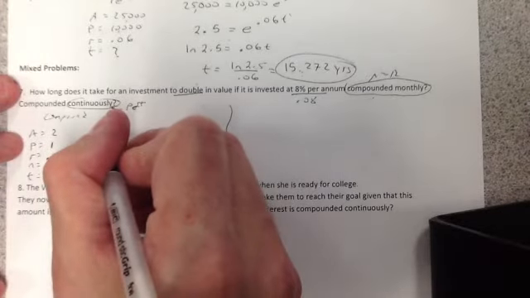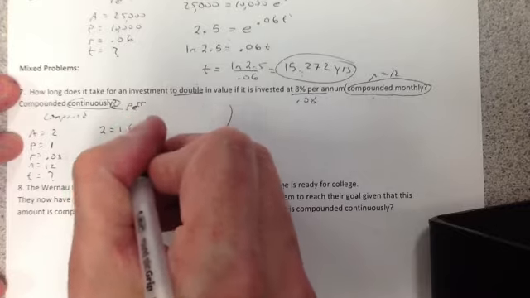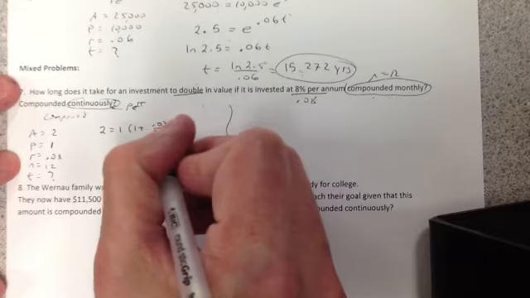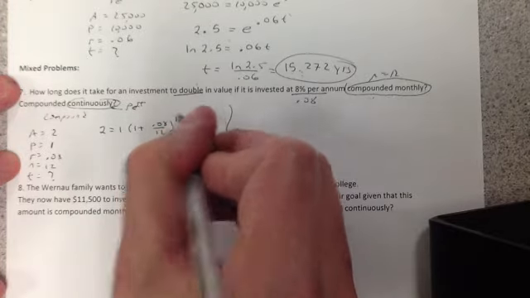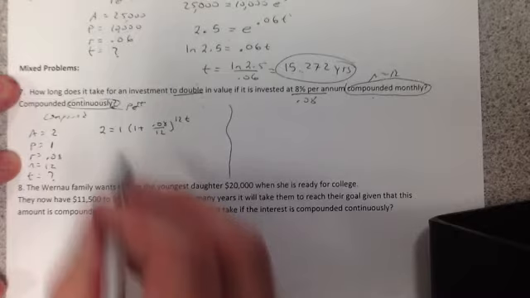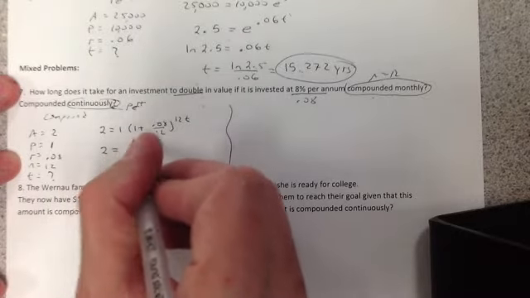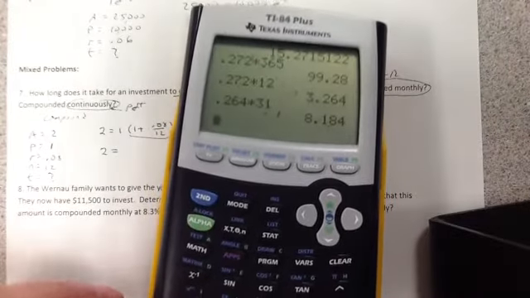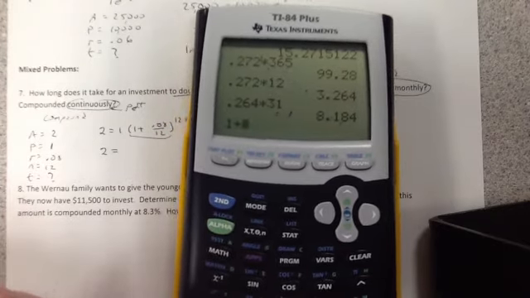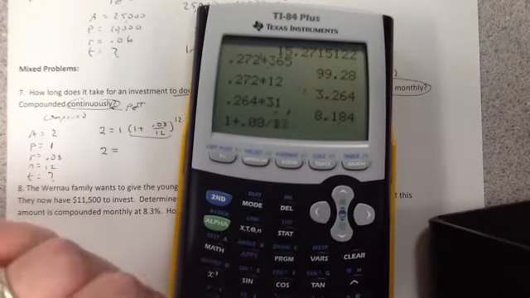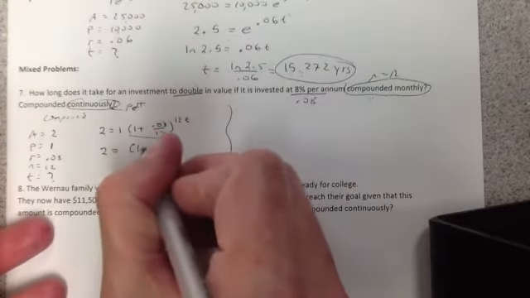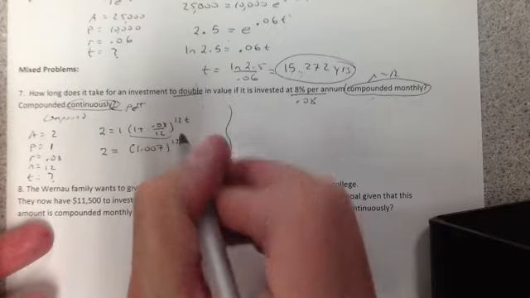So we're going to go 2 equals 1 times 1 plus, remember it's R, 0.08 over N, to the NT. And I'm going to divide, that's just 2 equals. Now I'm just going to type all of this in my calculator. 1 plus 0.08 divided by 12. Hit enter, and I get 1.007. So this is 1.007 to the 12t.